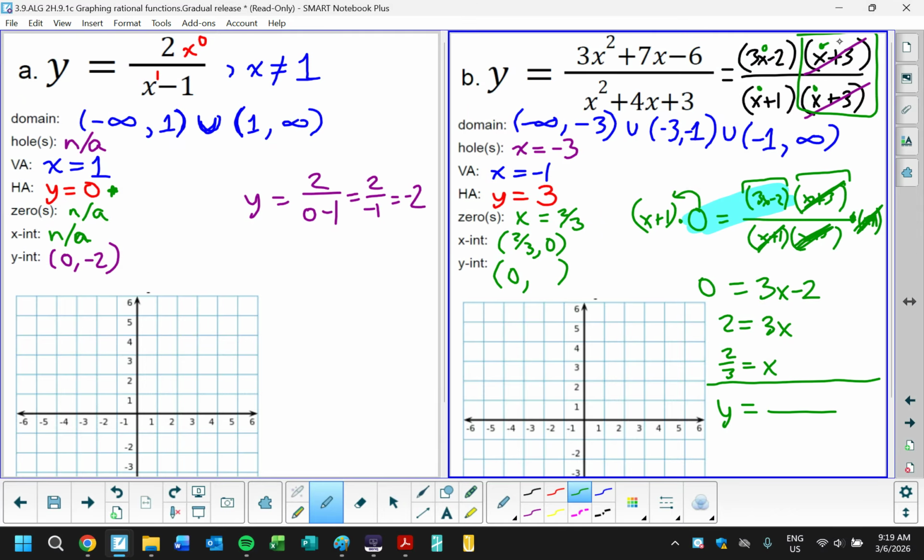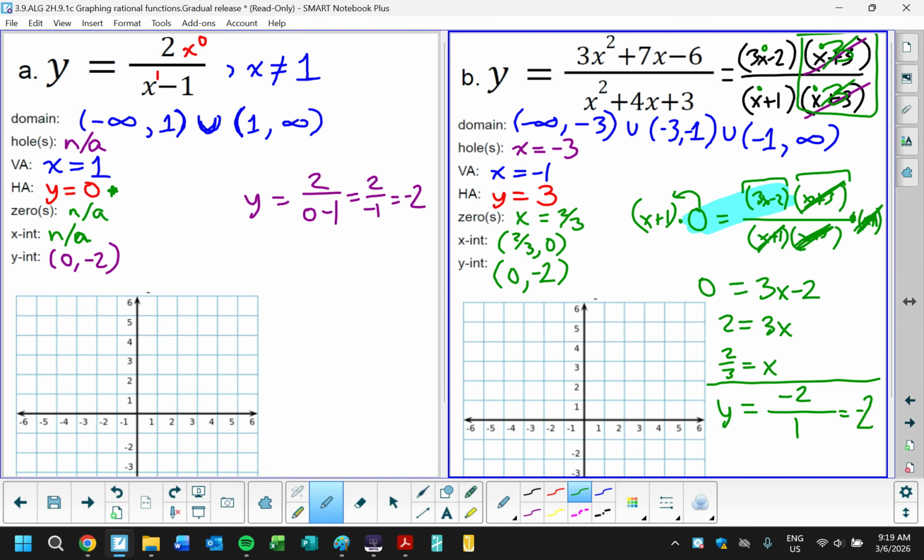In the numerator, we'd have 3. In the denominator, we'd have 3, and those would cancel out. So I'm not really going to worry about that. That's going to leave me with 3 times 0, which is 0, minus 2, which is -2, over 0 plus 1, which is 1, and -2 divided by 1 is -2. So we've now found a y-intercept at the point (0, -2).